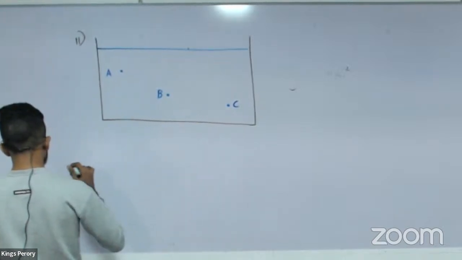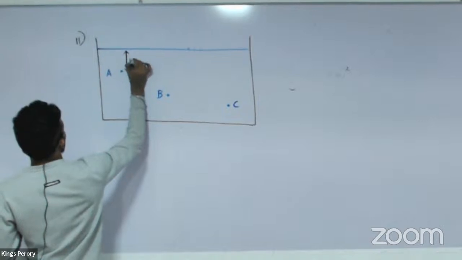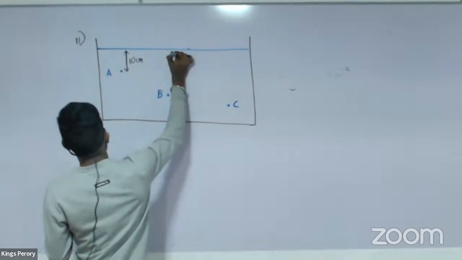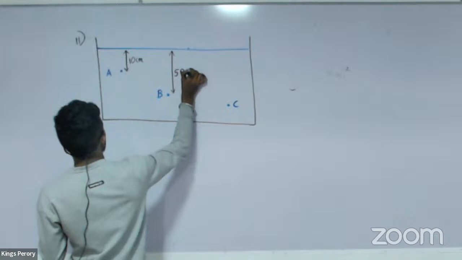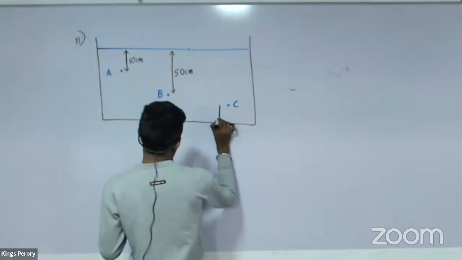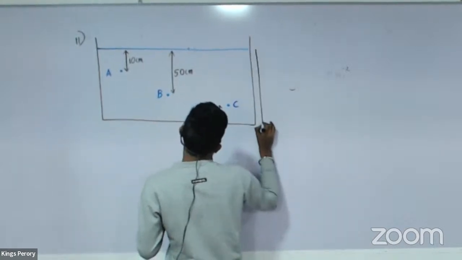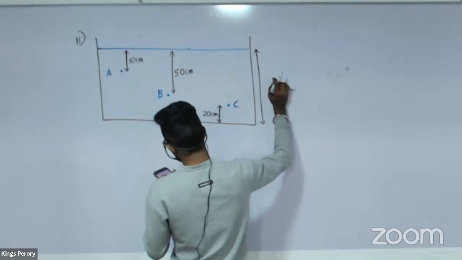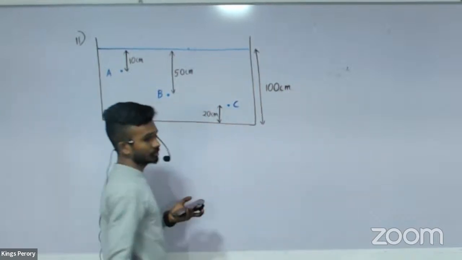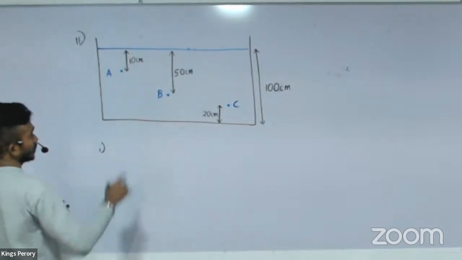Density of water, 1000 kilogram per meter cube. g equals 10 ms to the power minus 2. Under that, draw this.